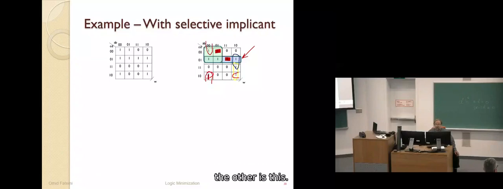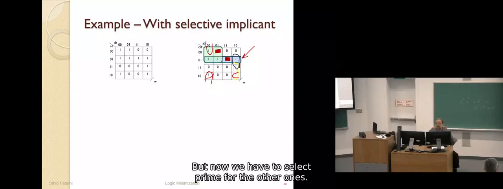One of them is this one, the other is this. So this one is also covered by more than 1. This one is also covered by more than 1. So we don't have more essentials. We had 2 essentials. We write them. But now we have to select prime implicants for the other ones.